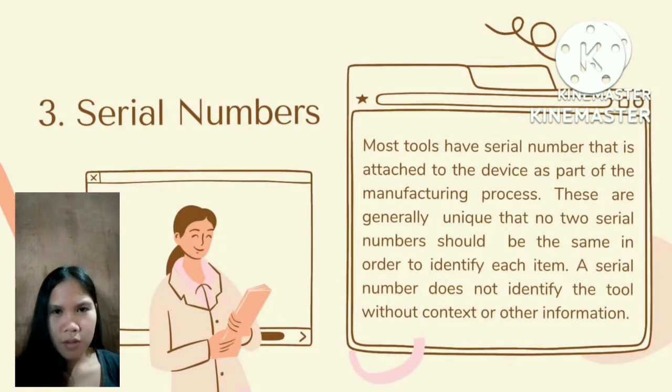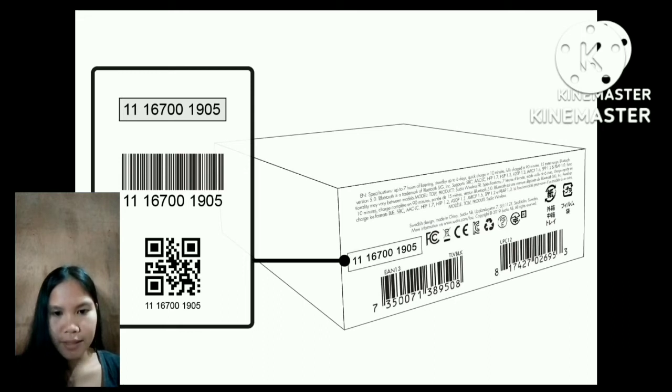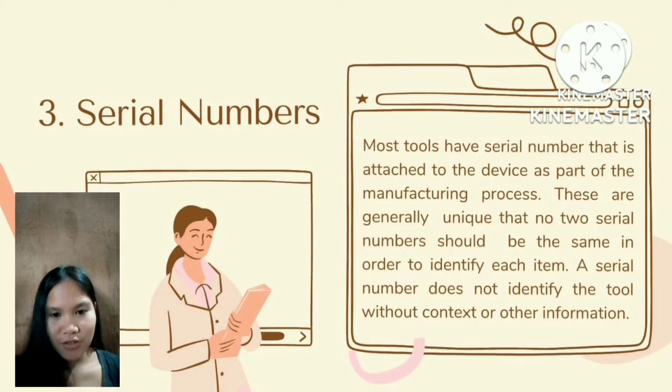Serial numbers. Most tools have a serial number that is attached to the device as part of the manufacturing process. These are generally globally unique so that no two serial numbers should be the same, and they will identify each item. As they are created by the manufacturer, they are cheap and require very little effort. Unfortunately, they convey a great deal of information to the manufacturer about production runs, assembly teams and quality approval teams. Much of the information is unknown outside the organization, and so they provide very little usable information as to the asset or tool. A serial number does not identify the tool without context or other information.